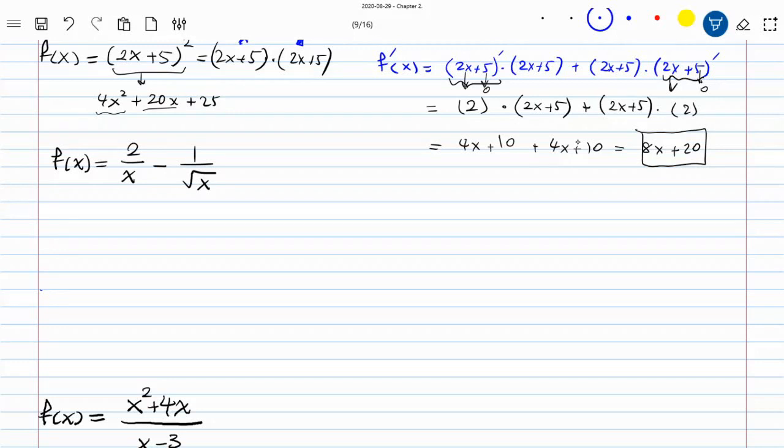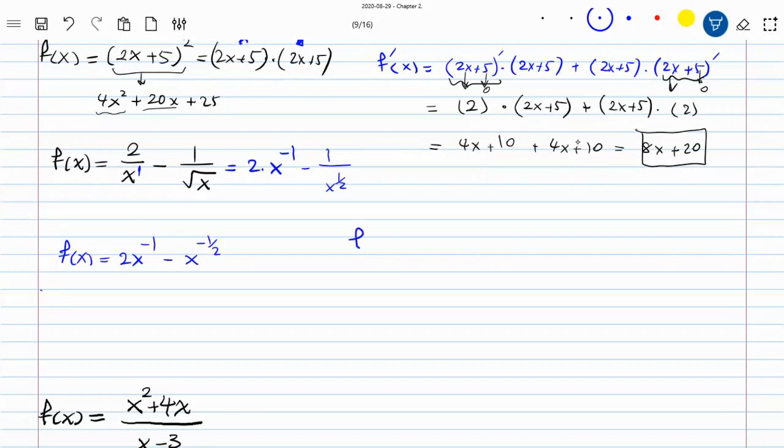So one way is to write this as 2 divided by x, which is the same as 2 times x to the power negative 1. The x to the power 1 in the denominator can go to the numerator and become x to the power negative 1. 1 divided by square root of x is the same as 1 divided by x to the power 1/2. I can move this up and write it as a negative exponent. So I can write f actually as 2x to the negative 1 minus x to the minus 1/2.